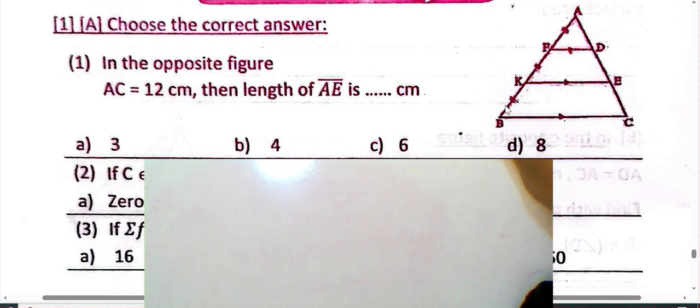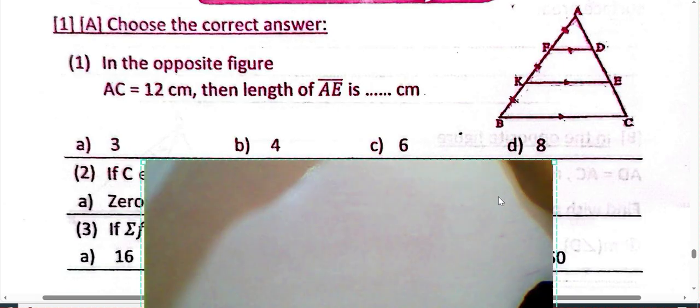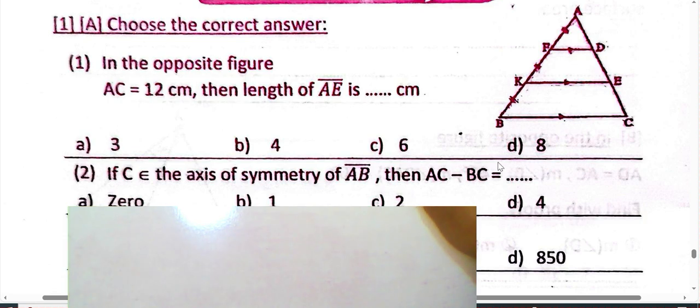We have 3 parts the length, then ED equal DE equal EC. Then we can divide it 12 by 3 parts equal 4, 4, 4. Then the length from E to E 4 plus 4 equal 8. Then the length here will be 8 centimeter. Choose letter D, okay? Letter D.